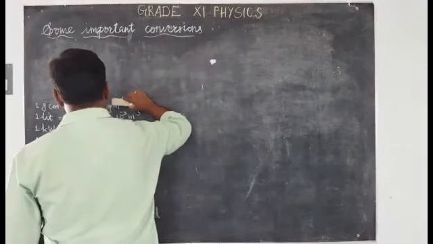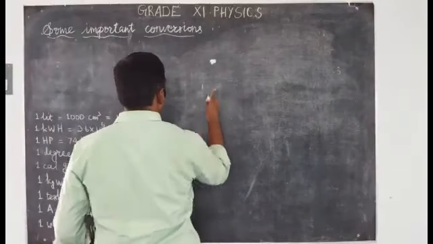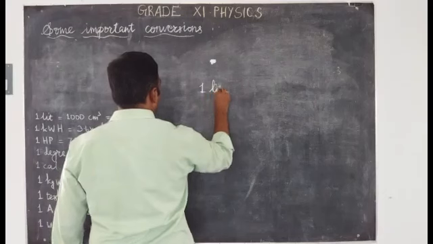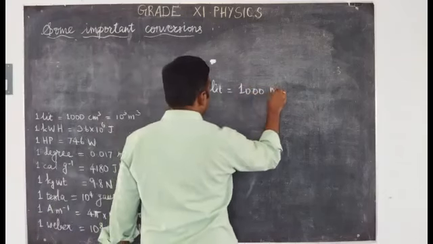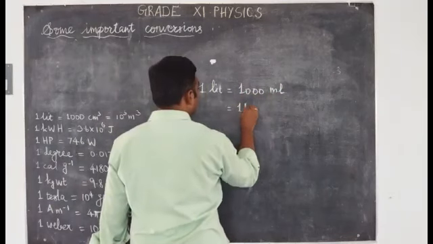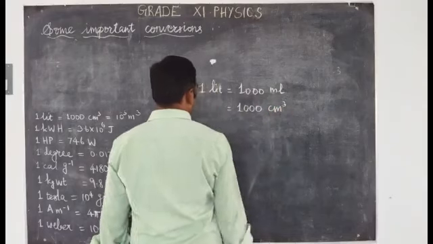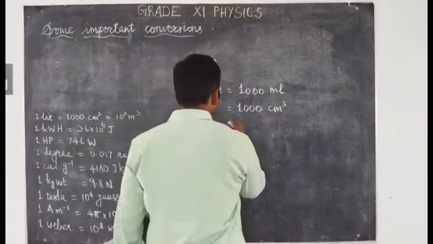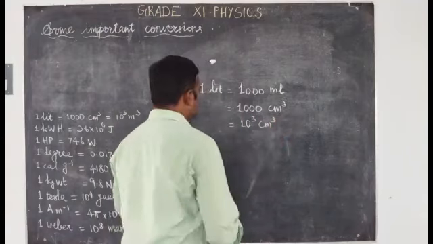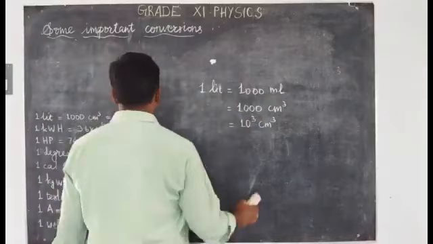Next unit, 1 liter. 1 liter is equal to 1000 milliliter. Instead of specifying milliliter, we may also use centimeter cube. So 1000 is 10 to the power 3 centimeter cube. So 1 liter is equal to 1000 centimeter cube, or 10 to the power 3 centimeter cube.